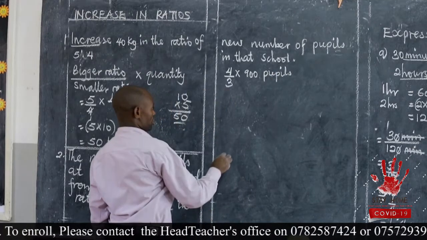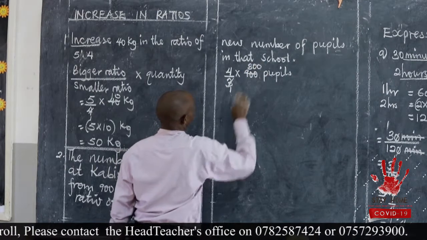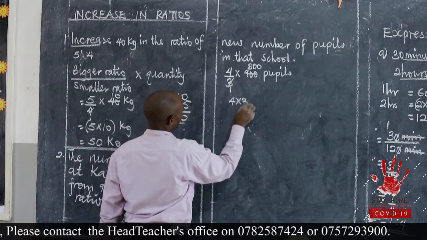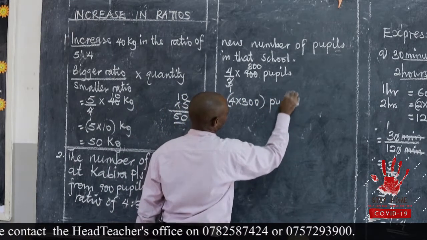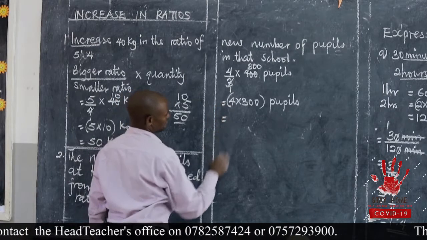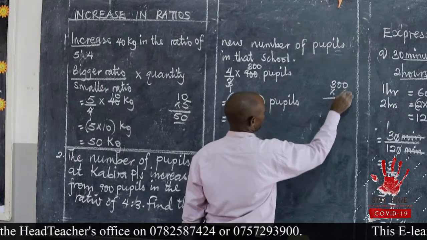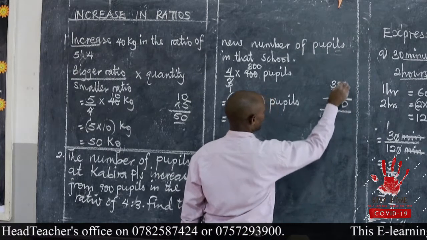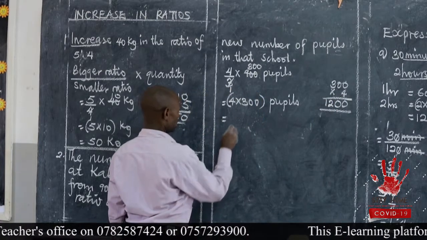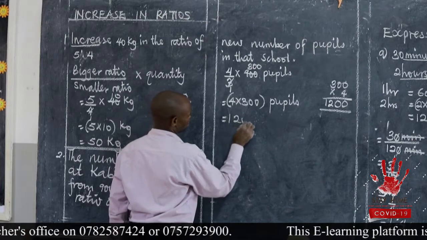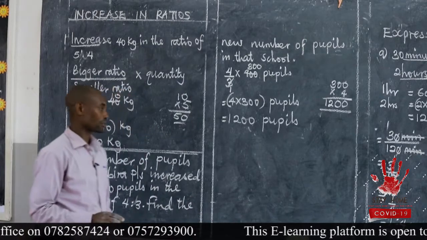So we reduce. Divide by 3 is 1. Divide by 3 is 300. So we shall have 4 times 300. And what are these? Pupils. So which product are we going to get? We shall get 300 times 4. 4 times 0, 0. 4 times 0, 0. 4 times 3, we are getting 12. So it means we have now 1,200 pupils in Kabira Primary School.